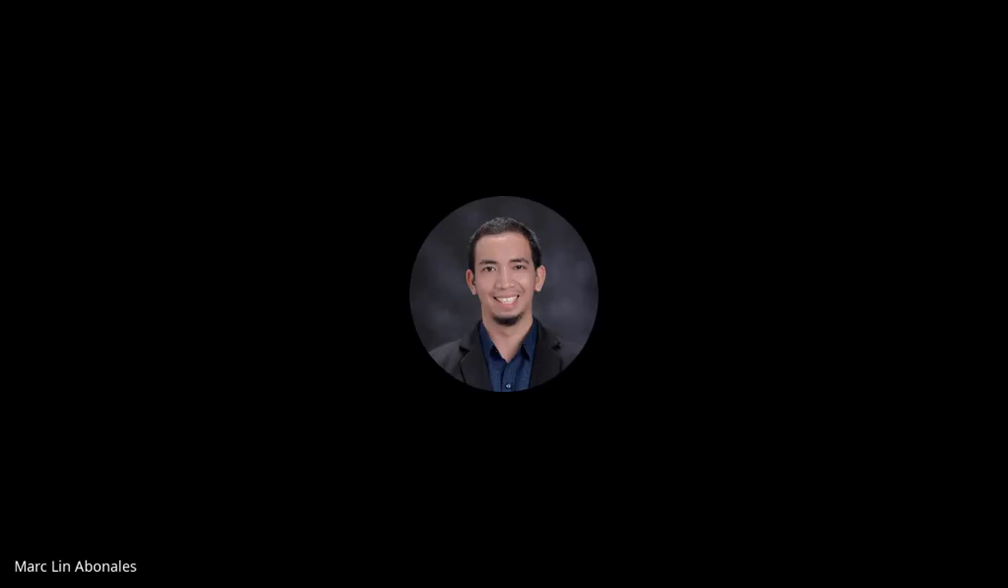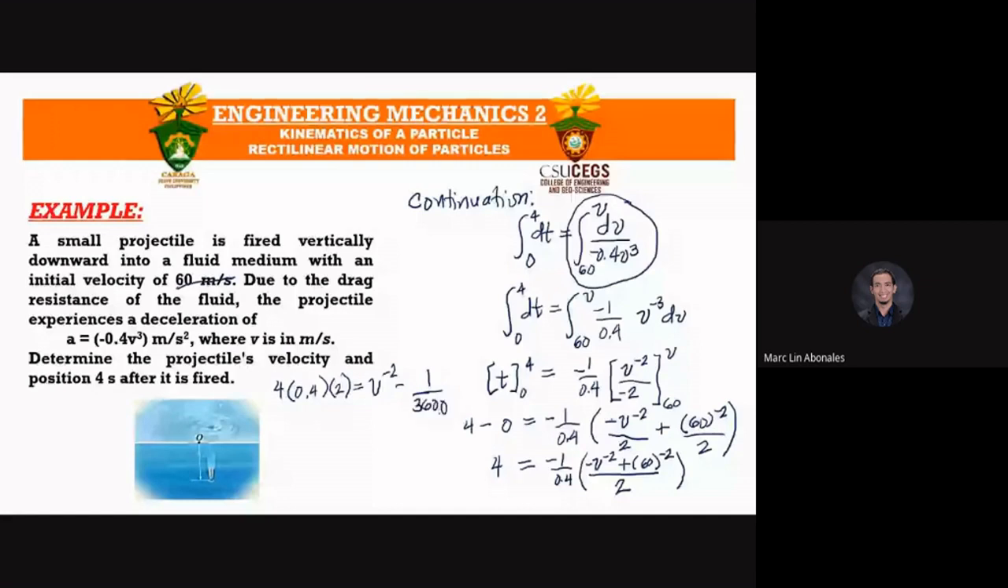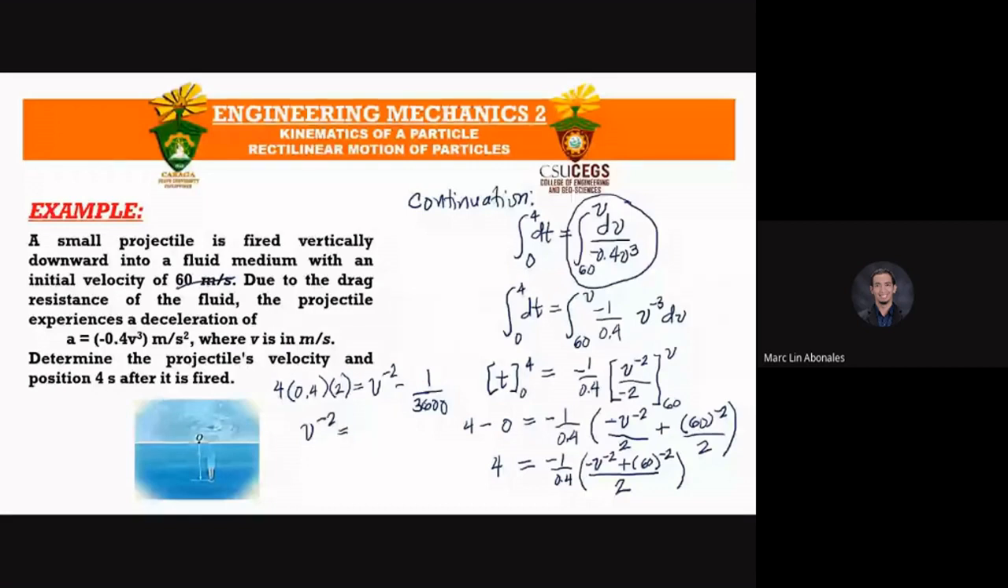So you just transfer the negative 1 over 3,600 to the other side. So that would be v negative 2 is equal to 4 times 0.4 times 2 plus 1 over 3,600. What is its value? When you transpose the negative 1 over 3,600, then add it to 4 times 0.4 times 2, that is 3,600.32.